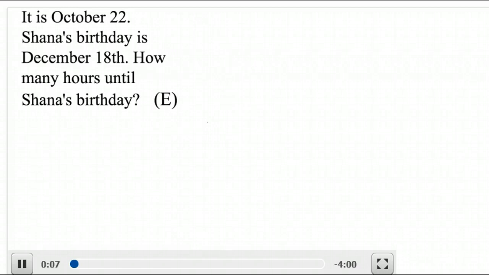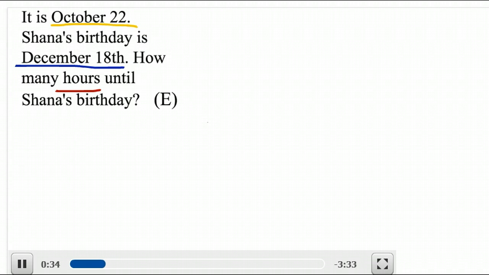week. The problem reads, it is October 22nd. Shayna's birthday is December 18th. How many hours until Shayna's birthday? So, first thing, we want to make sure we understand the problem. It gives us two dates. The first one, October 22nd. The second date, December 18th. And we want to know how many hours until Shayna's birthday.